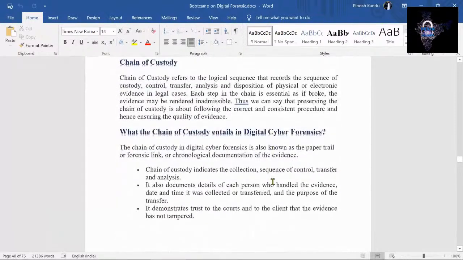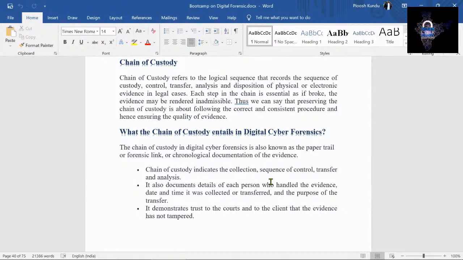A very important topic in digital forensics is the chain of custody. It is a very important part, and mostly the preliminary part in the forensic field. The chain of custody refers to the logical sequence that records the custody, control, transfer, analysis, and disposition of physical and electronic evidence in legal cases.